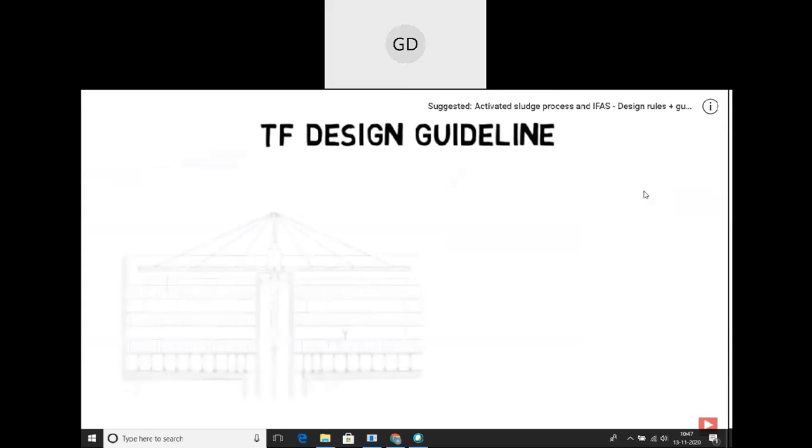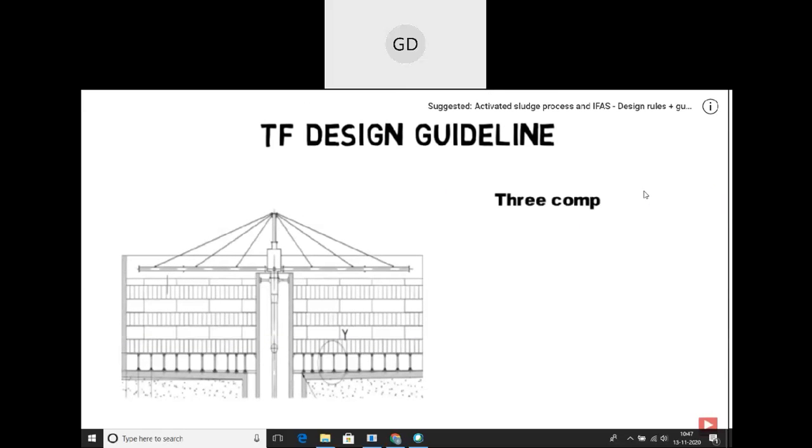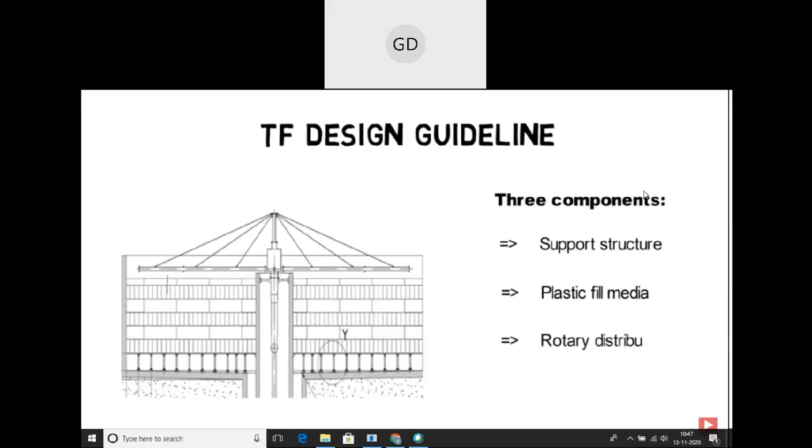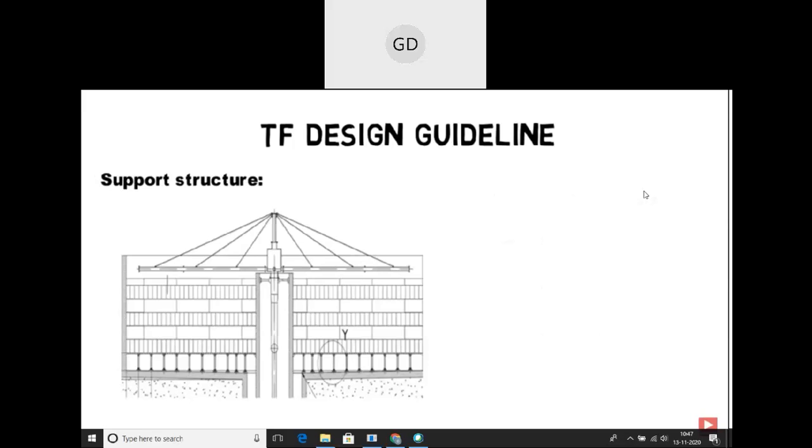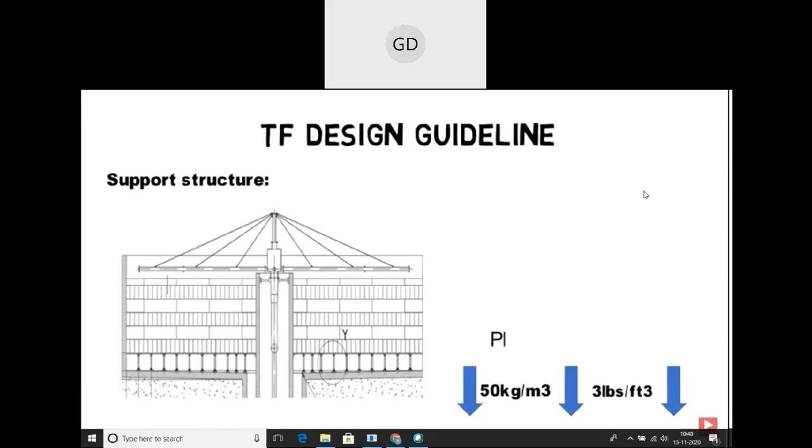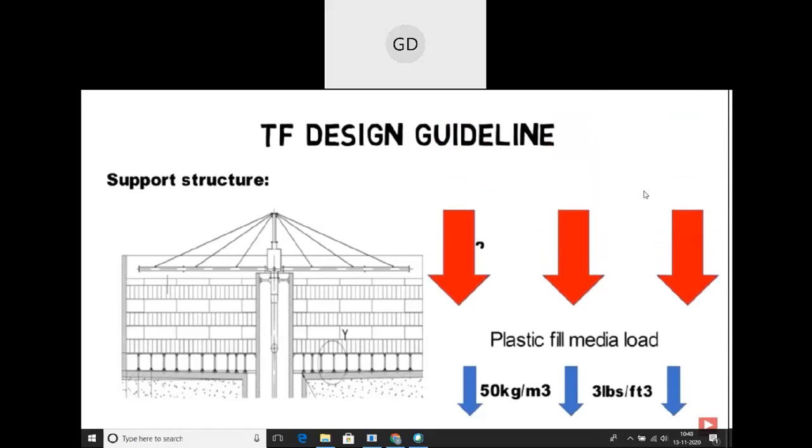For the design of trickling filters, three components are very important: the support structure, plastic fill media layers, and the rotary distributor. The support structure has to withstand high vertical loadings of up to 50 kilograms per cubic meter, 3 pounds per cubic feet of plastic fill media, plus up to 250 kilograms per cubic meter, 15 pounds per cubic foot for attached sludge and water inside the fill media packs.